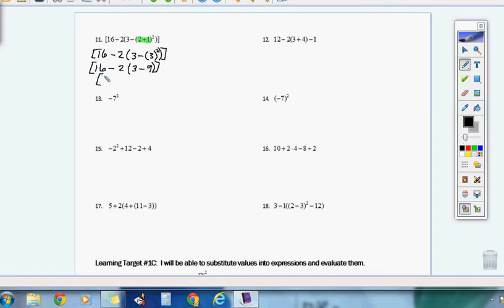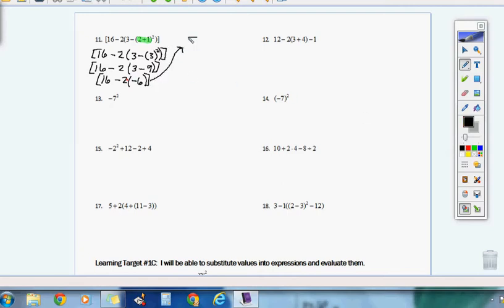Still working inside there. 16 minus 2. Don't make that 14. You got to keep going with this inside. So then I have a negative 6. 3 minus 9 is a negative 6. And now what's the next operation? You need to be aware that there's multiplication right where I just put that red dot. Okay? So actually the next step we have to do is take care of that multiplication.